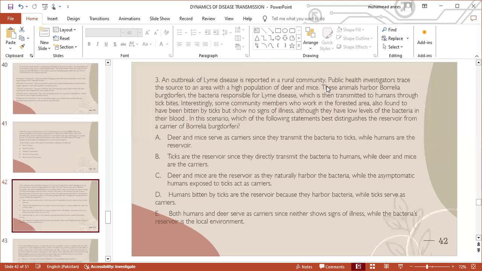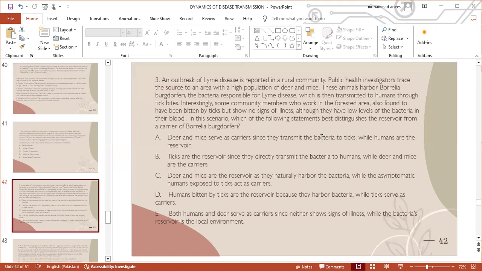Number three: an outbreak of Lyme disease is reported in a rural community. Public health investigators trace the source to an area with a high population of deer and mice. These animals harbor Borrelia burgdorferi, the bacteria responsible for Lyme disease, which is then transmitted to humans through tick bites. Interestingly, some community members who work in forested areas were also found to have been bitten by ticks but show no signs of illness, although they have low levels of bacteria in their blood.